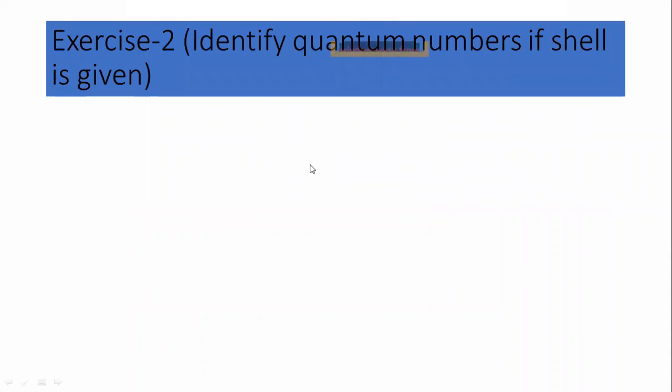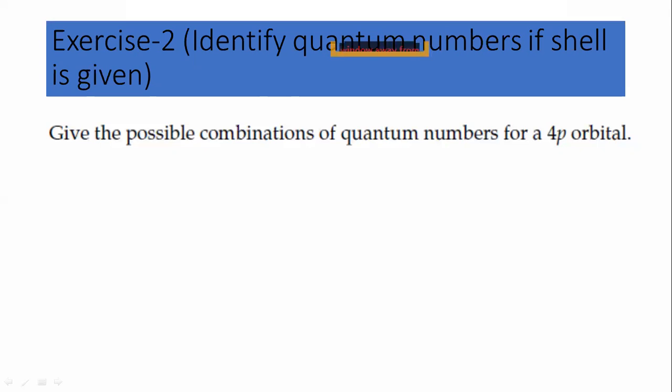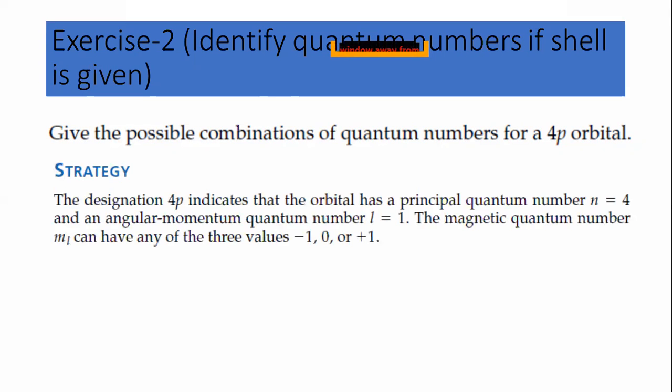Identify the quantum numbers if shells are given. And this is the question. Give the possible combination of the quantum numbers for a 4p orbital, let's suppose. And what would be your strategy? You have to decide what is the value of n, what is the value of L, and what is the value of m, because the orientation is already given in this 4p orbital. So 4p orbital indicates that 4 is the principal quantum number, and angular momentum is L, because the value for p is 1.